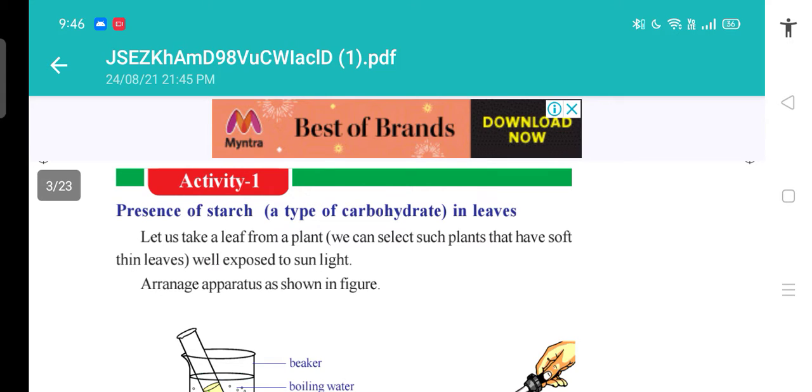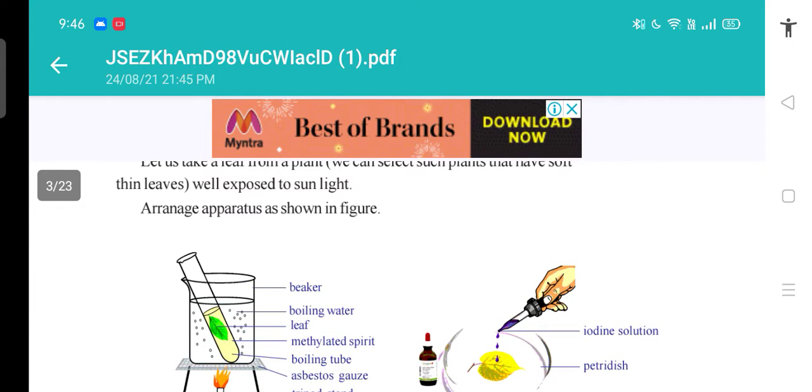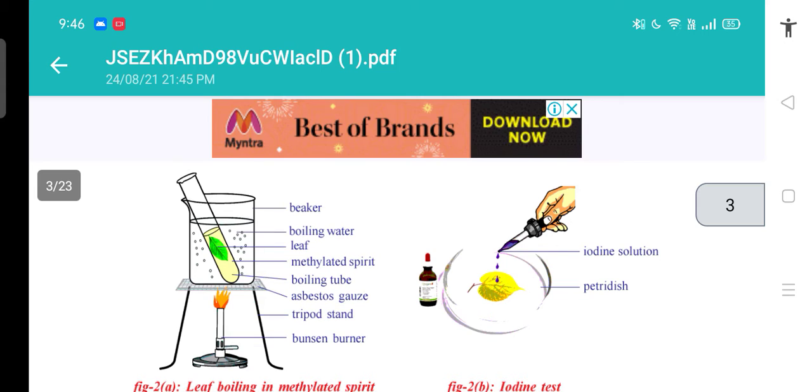Let us go to our topic. Today our topic is activity 1, presence of starch, a type of carbohydrate, in leaves. Let us take a leaf from a plant. For this activity, the essential materials are a beaker, water, leaf, methylated spirit, boiling tube, tripod stand, and Bunsen burner.